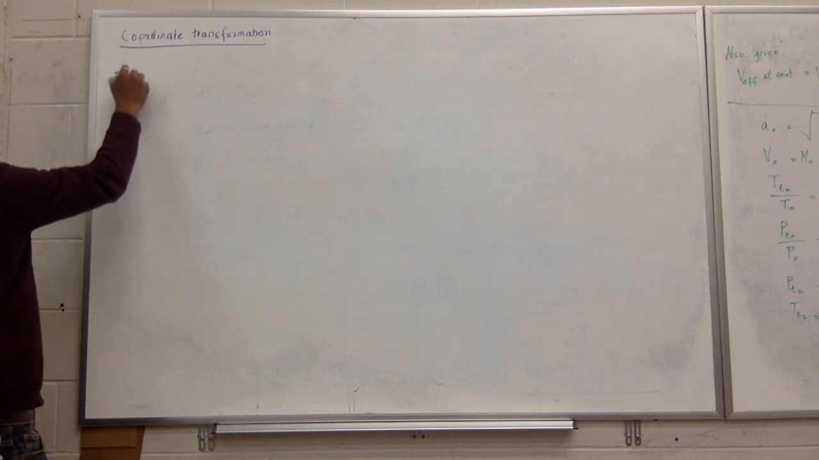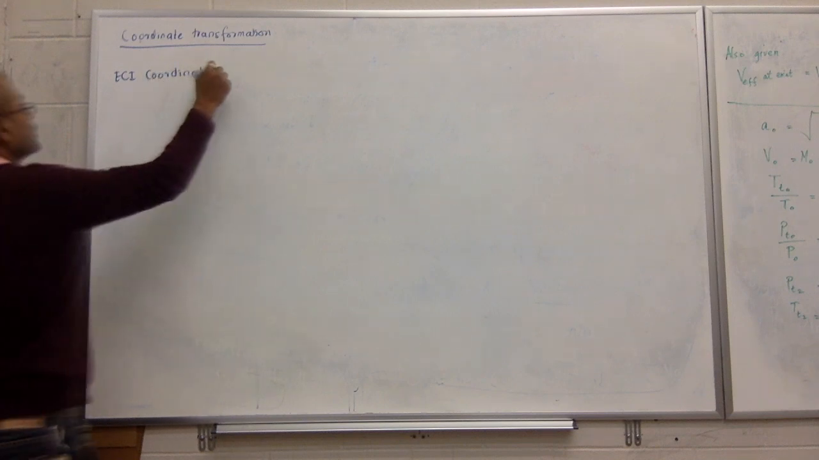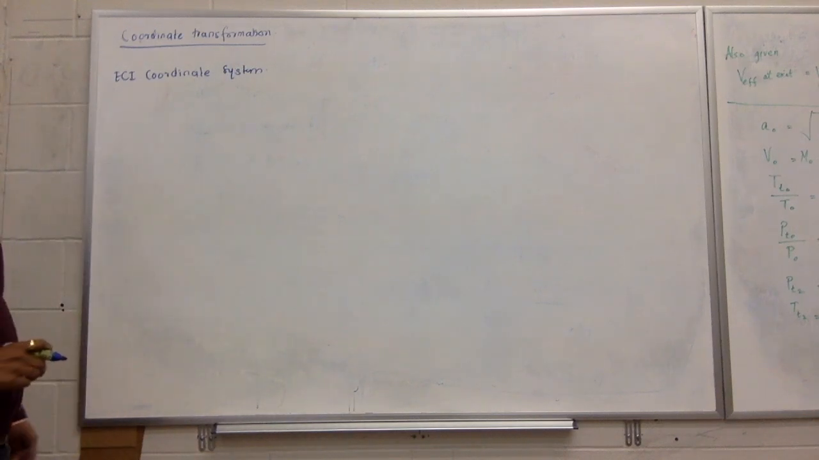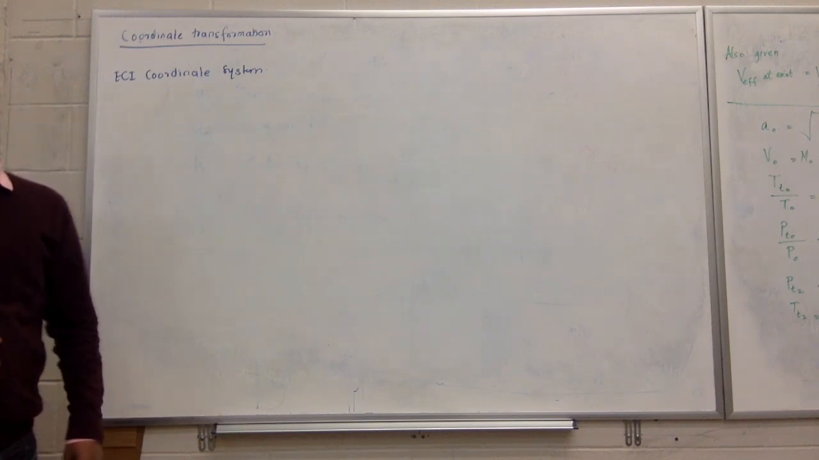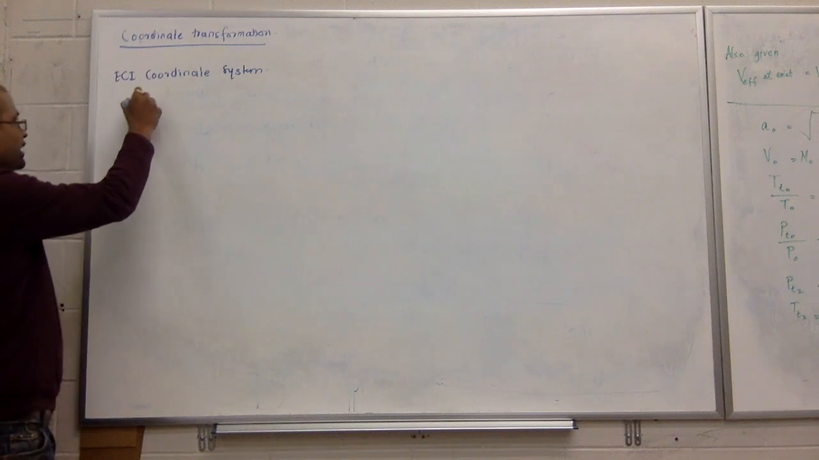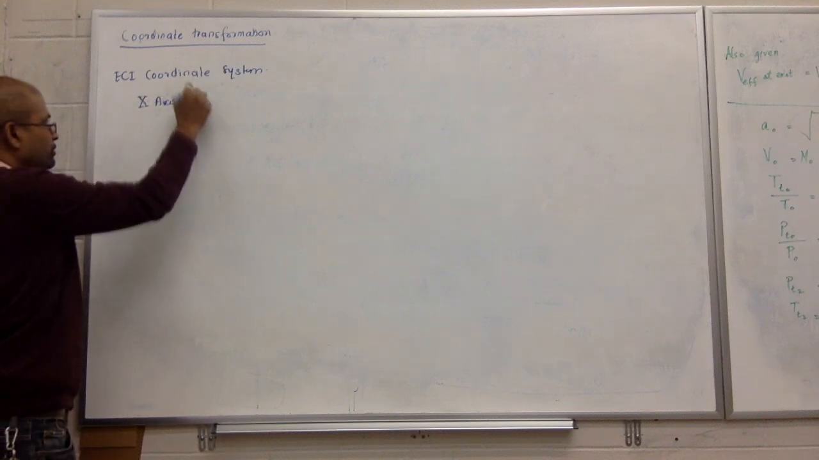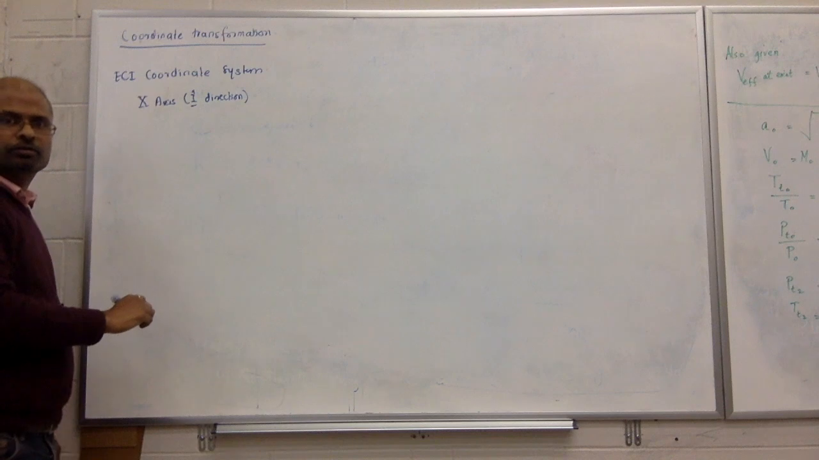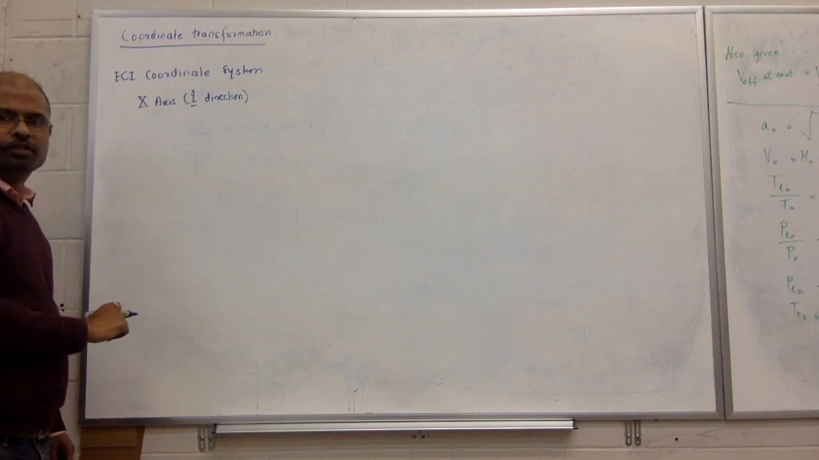The ECI coordinate system, we have been discussing this for some time now. How is it defined? In the ECI coordinate system, we have the x-axis, or the I direction. Is this the Earth's axis of rotation? No, this is not Earth's axis of rotation.